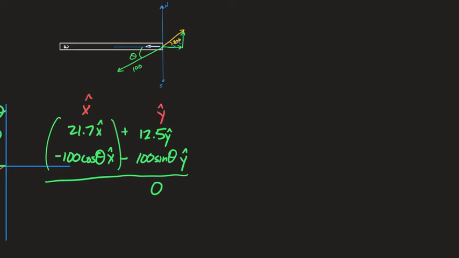So what I'm going to do first is handle this right here. I'm still adding down the column. So taking this and adding it to that, that's 12.5 minus 100 sine theta equals 0. Intentionally setting it to 0. This is going to give us the angle that will cause this.